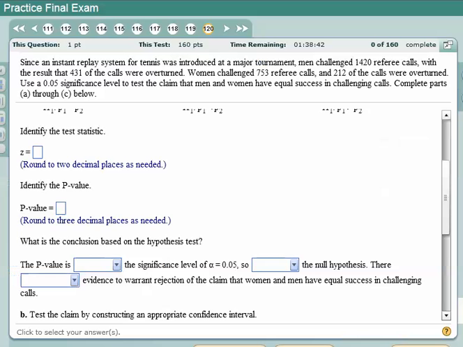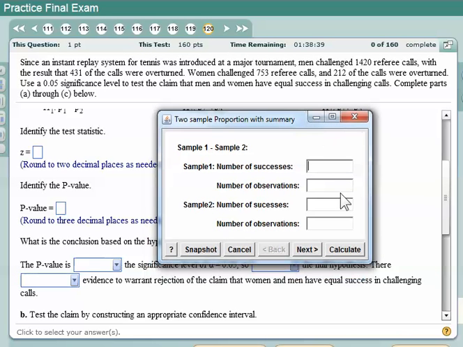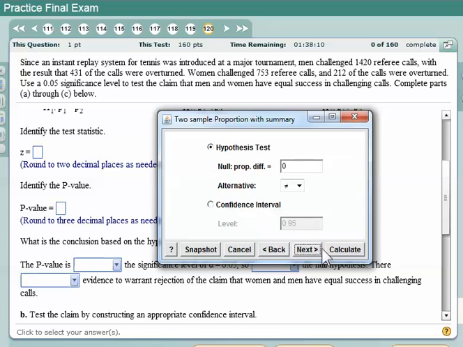What's the data? It's given in the problem. So the number of observations that it stated were 1420, and the number of successes, again for sample 1, the men, are 431. Okay, for women, 753 of those were challenged and 212 were overturned. Okay, I hit next, and here it is.